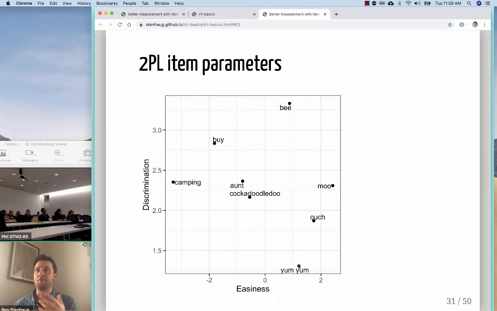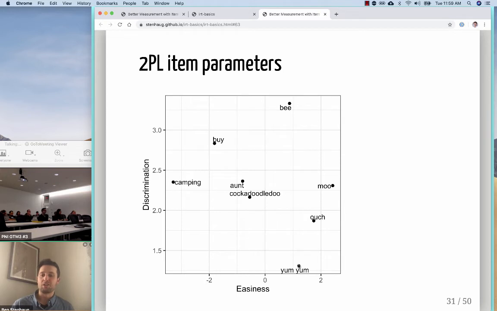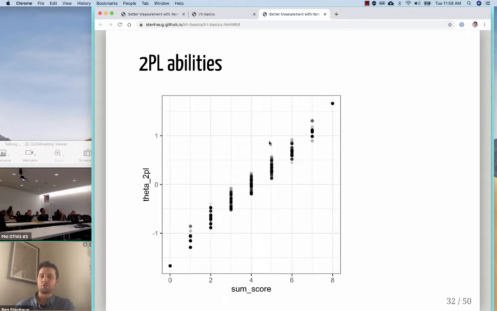Because any confusion is going to drop the discrimination, because even high ability students will potentially be susceptible to that confusion. When we move to the 2PL, now it matters which questions or which words students or children recognized. So now it's almost 3 times better to recognize B in terms of your score than it is to recognize yum yum.